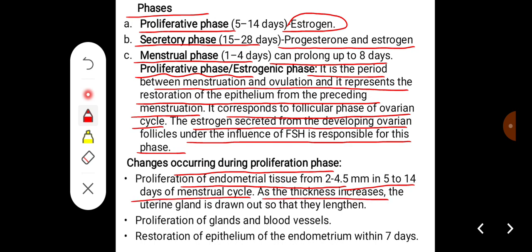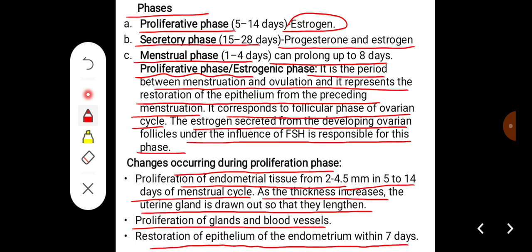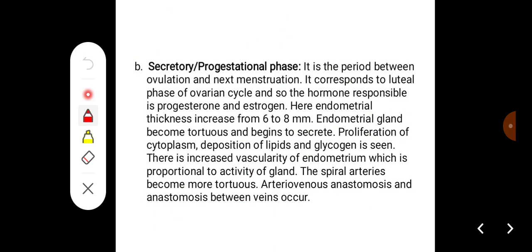As the thickness increases, the uterine glands are drawn out so that they lengthen. Then there will be proliferation of the glands and blood vessels. There will be restoration of the epithelium of the endometrium within 7 days.